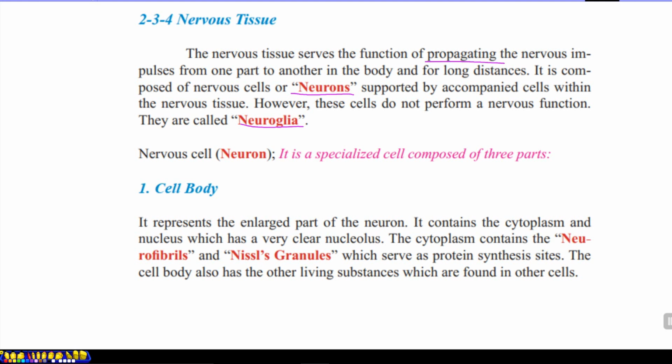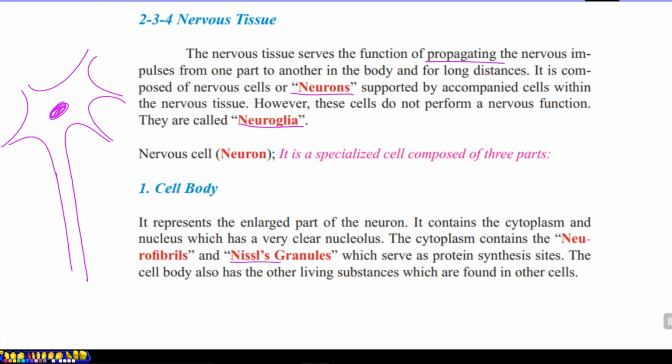The nerve cells, neurons, are composed of three main parts. The cell body resembles the enlarged part of the neuron. So what we see in this shape, the part of the neuron which contains the nucleus and is enlarged, is called the cell body. Cytoplasm contains the neurofibrils and the nucleus granules, which serve as protein synthesis sites. Nucleus granules are like a group of ribosomes which produce proteins.